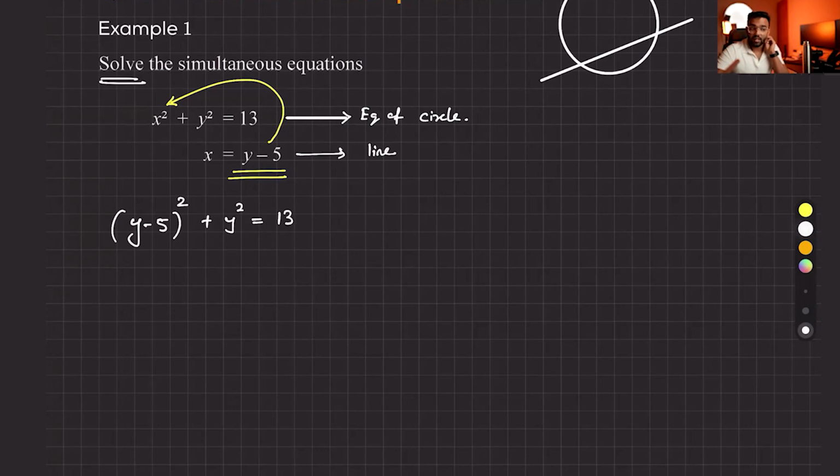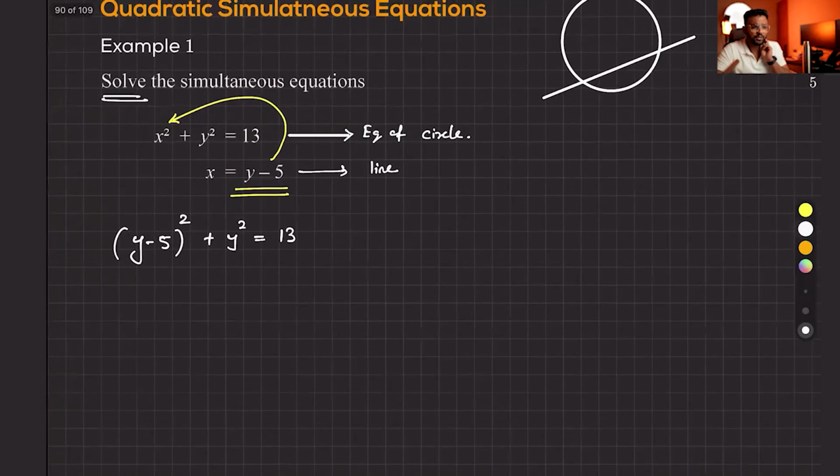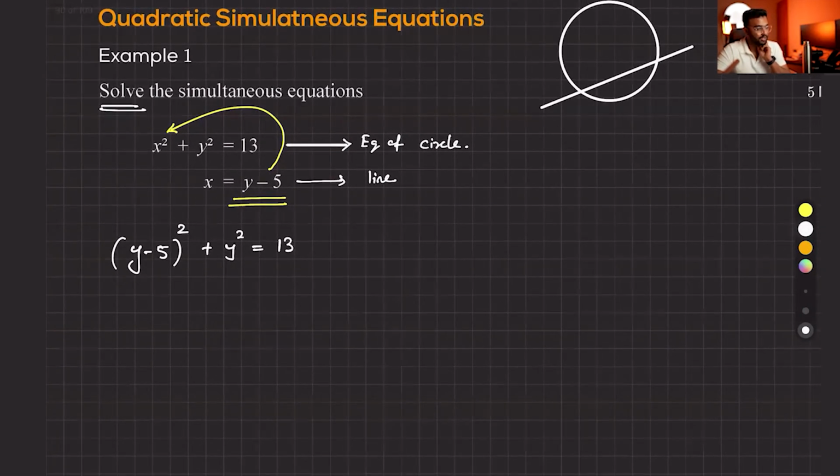Good question: how do you know the line goes through the circle? I'll tell you right at the end of this question. But for now, did you understand what I did here? Just replace, substitution. We're interacting two equations. We're just replacing this because it's equal to x. We're replacing it into x.